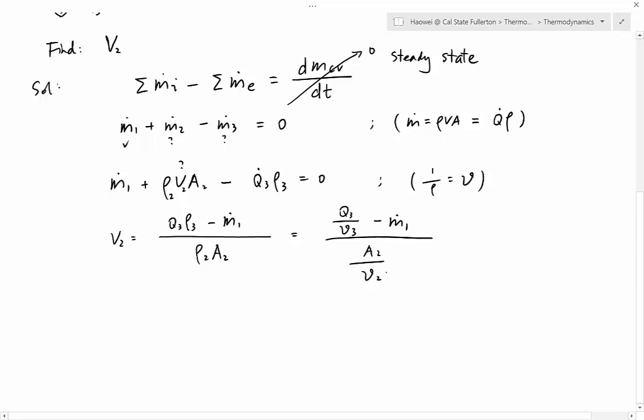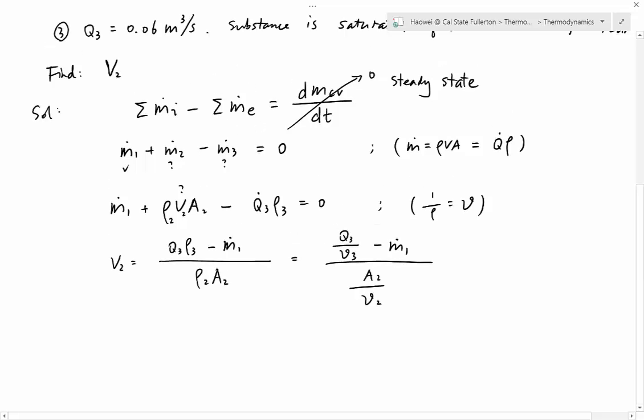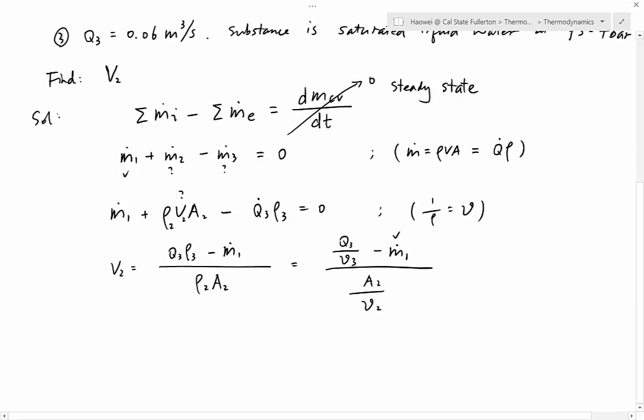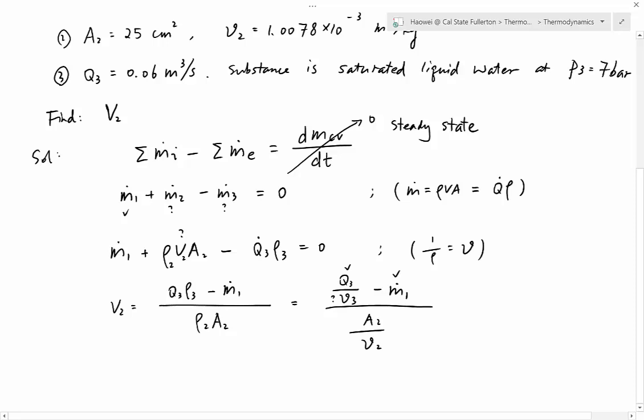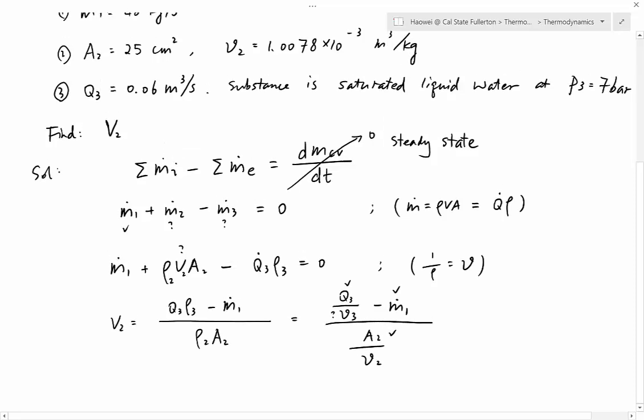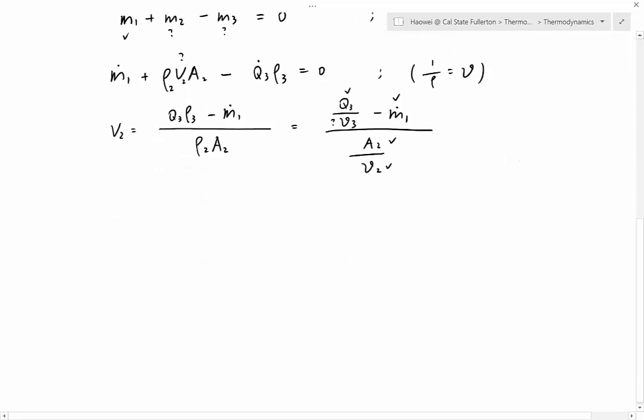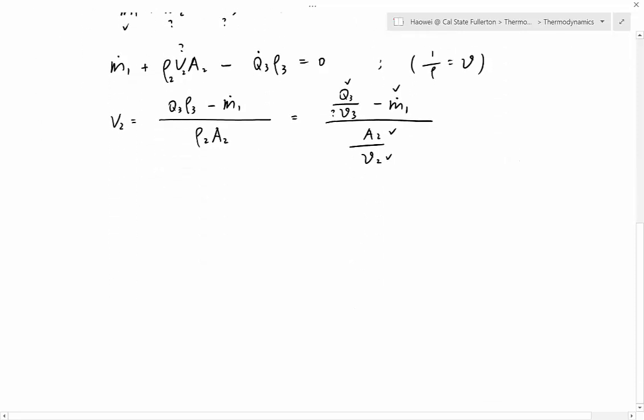So now let's take a look. If we have everything on the right-hand side, then we can solve this problem. M dot 1 is given. Q3, the volume flow rate, is given. Do we know nu 3? We do not know nu 3. What about A2? 25 centimeters squared is given. Nu 2 is also given. So now this question goes down to looking for nu 3.